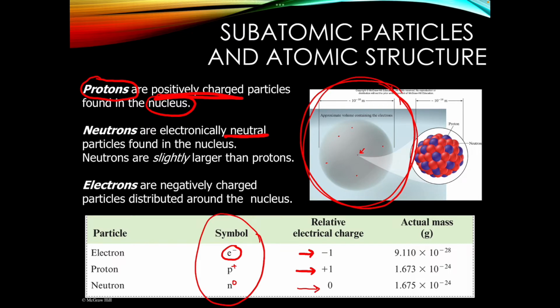And then we have their actual mass in grams over here to the right. We are not going to use that in this class, so you don't need to worry about that. But you can look at it, and you can see that electrons are very, very small, quite a bit smaller than our protons and neutrons, which are also pretty tiny.